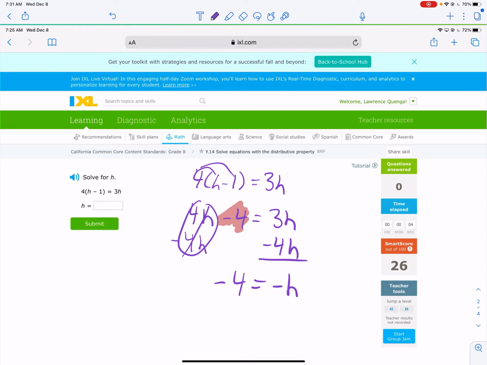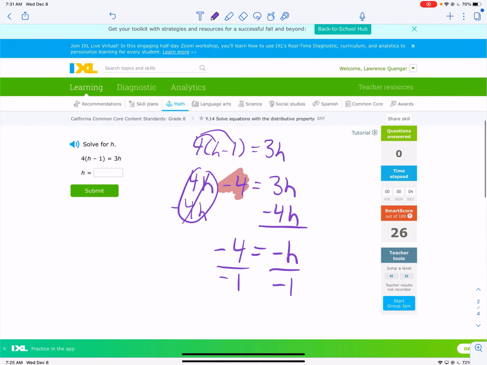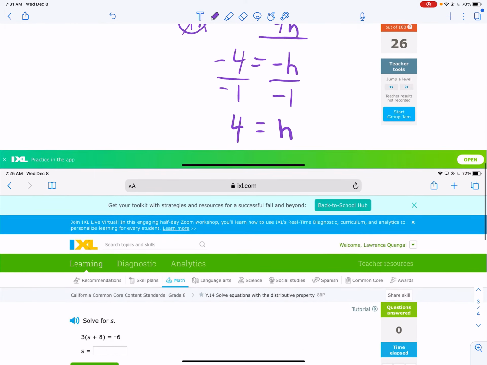We don't want to know what negative h is. We want to know what h is. So we're going to divide by negative 1. So negative h divided by negative 1. Well, anything divided by 1 is just itself, and a negative divided by a negative is a positive. So this is h equals, a negative divided by a negative is a positive, 4 divided by 1 is 4. h equals 4. Okay? That'll be your answer there.